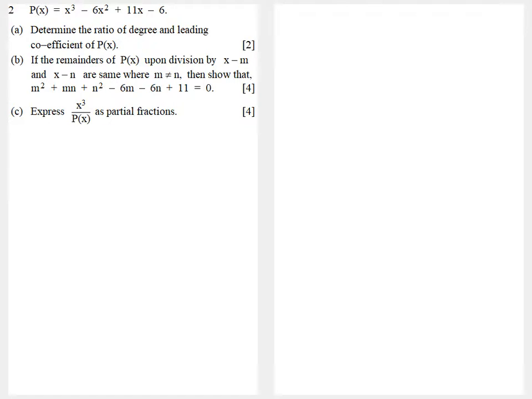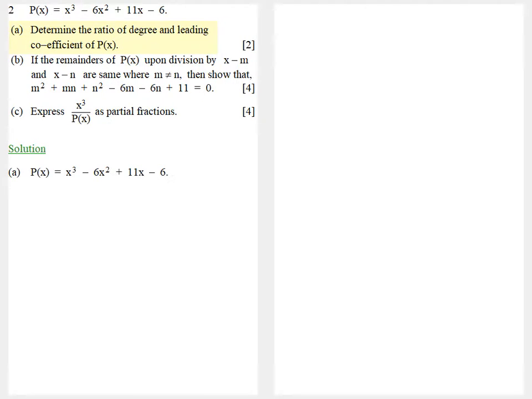Jessore, Higher Maths, 2017, question number 2. In question number 2, we're given a function p of x equal to x cubed minus 6x squared plus 11x minus 6. And we're asked to determine the ratio of degree and leading coefficient of p of x.